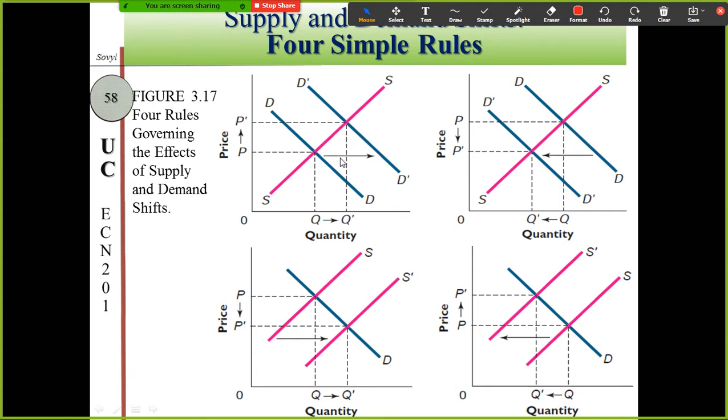Look again at these 4 graphs that represent the 4 simple rules. You can see that in each condition there is only one change. Here only demand changes, supply does not. Here only demand changes, supply does not. Here only supply changes, demand does not. Here only supply changes, demand does not. These are the 4 simple rules.